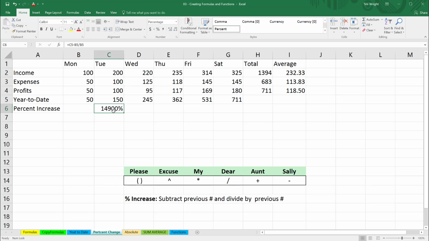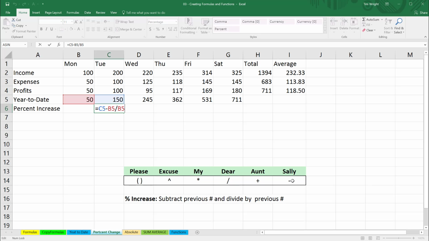The problem is that the formula got confused because of something called order of operations. In the 5th grade, we should have all learned something like this. Please excuse my dear Aunt Sally. What does that mean? That's a clever little phrase that helps you remember parentheses, exponent, multiplication, division, addition, and subtraction. And it tells you the right order.